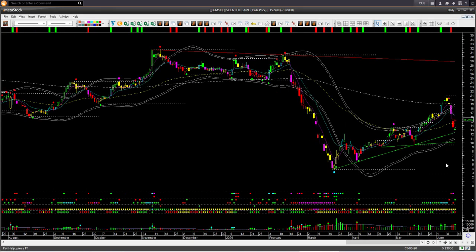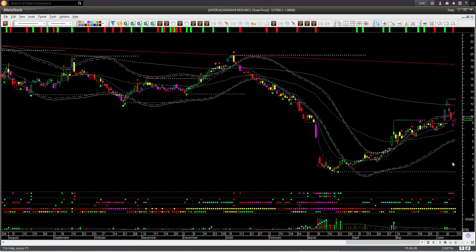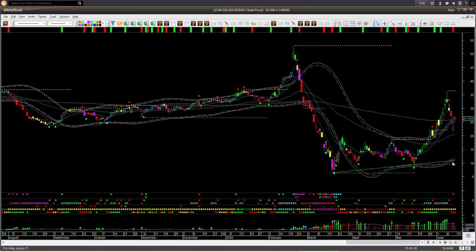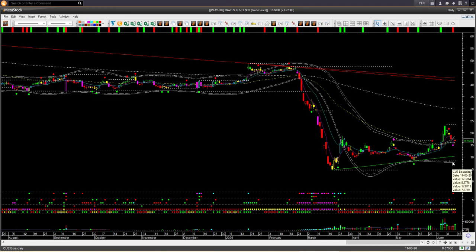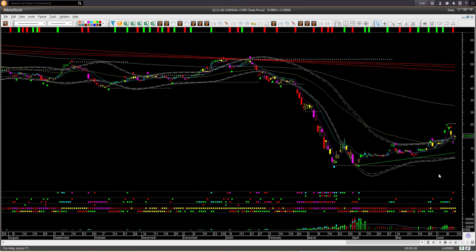SGMS, here the traffic light candle color on Friday is red. No trade here. RCL, red candle on Friday. No long trade setup yet. Same for MTDR. Same for CAR. Same for PLAY. CHS, same. CCL, Carnival. Here also the candle color on Friday is not red, yellow, not cyan yet. If it can go up next week, then like Boeing, CCL may give a go with flow long trade setup.